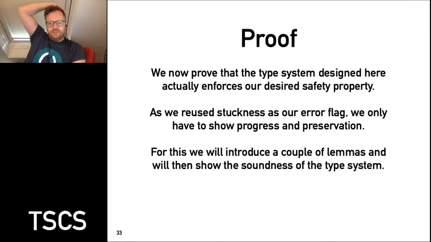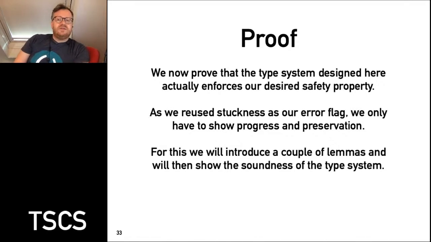And the only thing left now, so we've seen it in action, we've seen the definitions, we've seen how it works. We need to prove that the system here designed actually enforces our desired type safety. We have said that we want to reduce stuckness as our error flag, and we have to show progress and preservation.